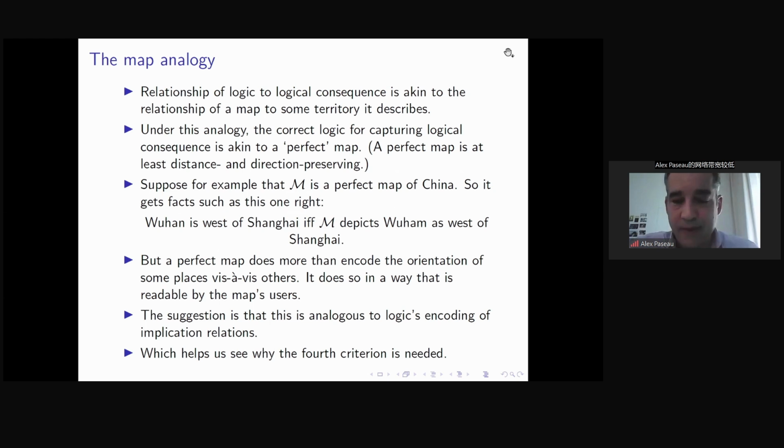But also, importantly, a perfect map does more than encode the orientation of some places vis-a-vis others. It does so in a way that's readable by the map's users. A map has to be direction and distance preserving, of course, but it's also going to be readable by the user. It's got to be a usable map. And my suggestion is that this is analogous to logic's encoding of implication relations. A logic, in this application of capturing consequence, of trying to understand what it is for some sentences to imply another in natural language, including technical parts, has to be usable. So there has to be an epistemic component. And that helps us to see why the fourth criterion is needed, because think of formalization as a map.